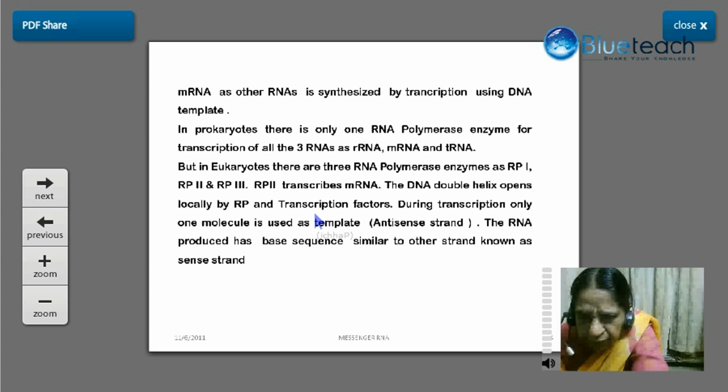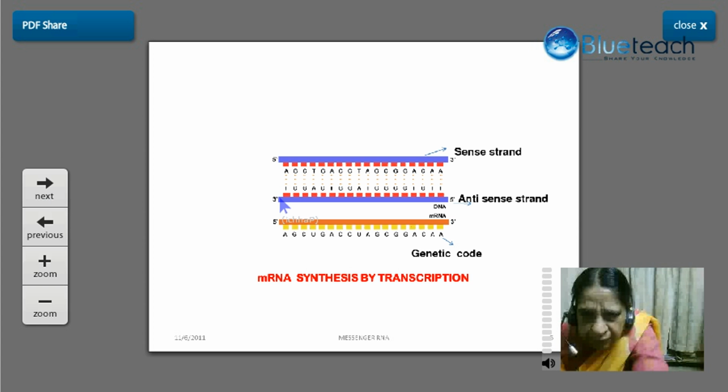During transcription, only one strand is used as template, the antisense strand. The RNA produced has a base sequence similar to the other strand, known as the sense strand. This slide shows how transcription takes place using one of the strands of the DNA double helix, and the RNA formed has a base sequence like the sense strand.